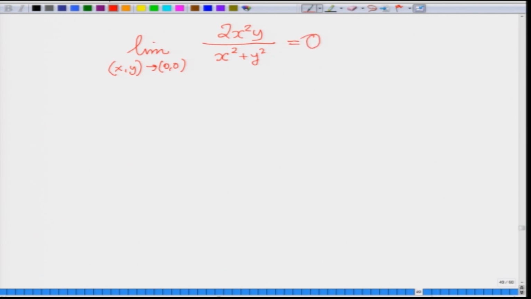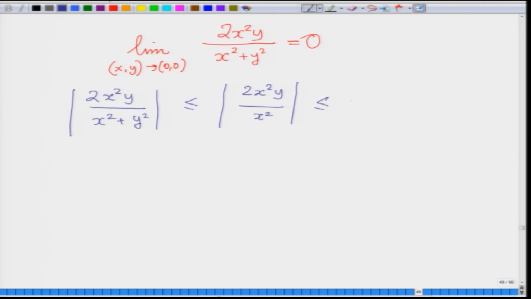is 0. If you have to show that this limit is 0, I really have to use the epsilon technique. So, let us look at this expression, 2x square y by x square plus y square. This I can write as less than or equal to 2x square y by x square. This is the key fact, and hence this is less than or equal to mod 2 of y. Why is it the key fact? Because you know that x square is less than or equal to x square plus y square.